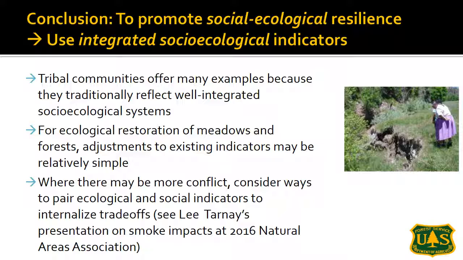And for the examples of restoring meadows and forests, it may be pretty easy to modify existing indicators to really hit these socio-ecological values that are important. And where there may be more conflict in approaches, we may consider ways that we can pair ecological and social indicators to better internalize trade-offs between different values. And Lee Tarnay has a presentation on smoke impacts, where we've talked about how to do that, at the conference.